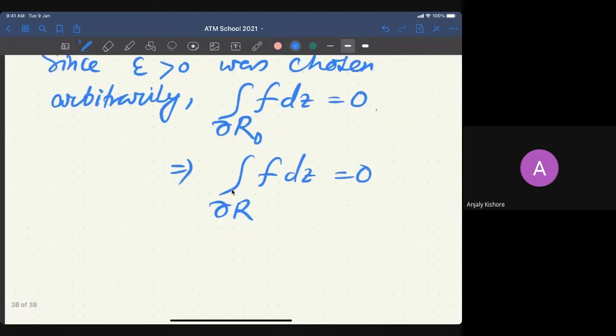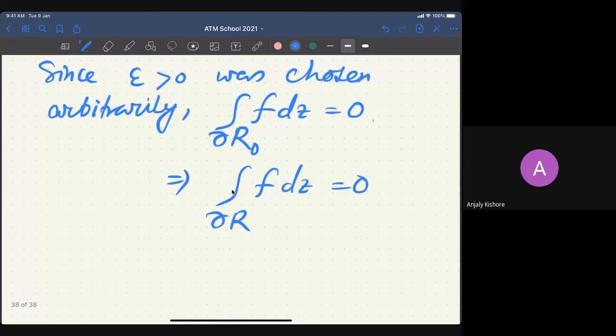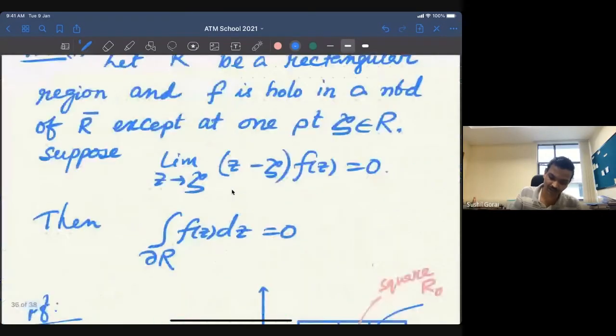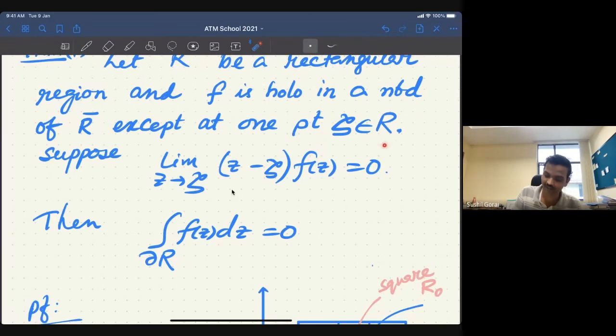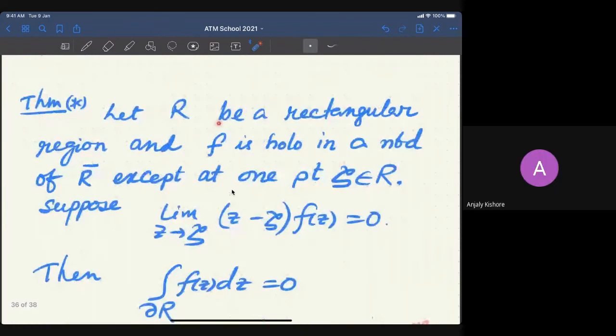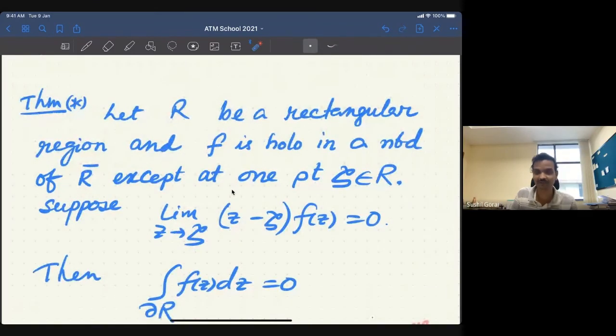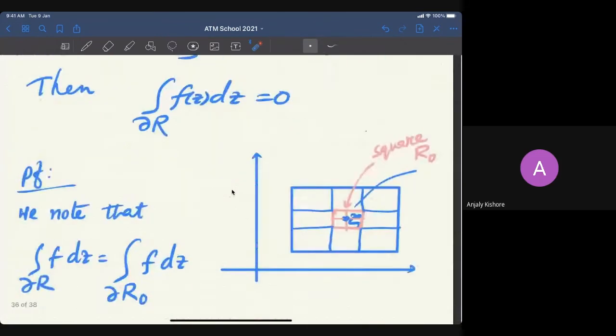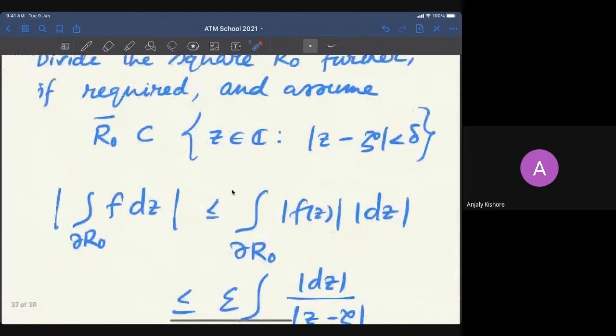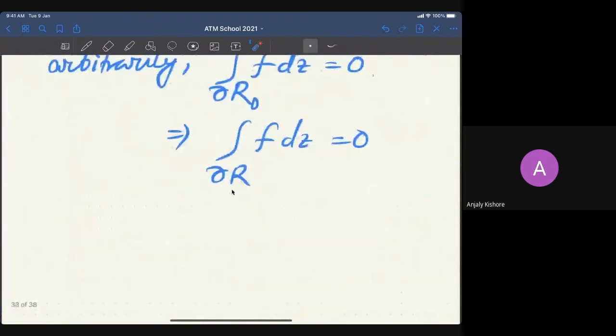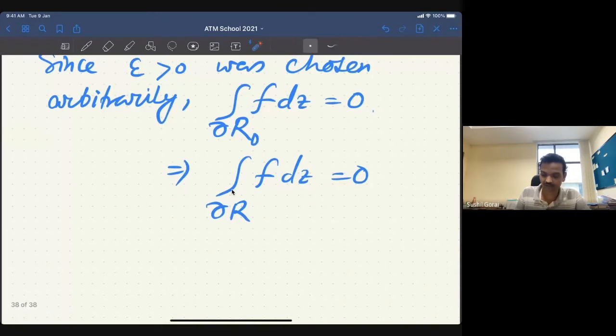Sir, can we have that point zeta in the boundary, sir? No, because we assumed in the very beginning, in the assumption of the theorem, that zeta is in R. R is the region, and R closure is the closure of the region. Okay, thank you, sir. By the way, the problematic point should not lie on the curve. That should be the first point to note. I will see later on all those.